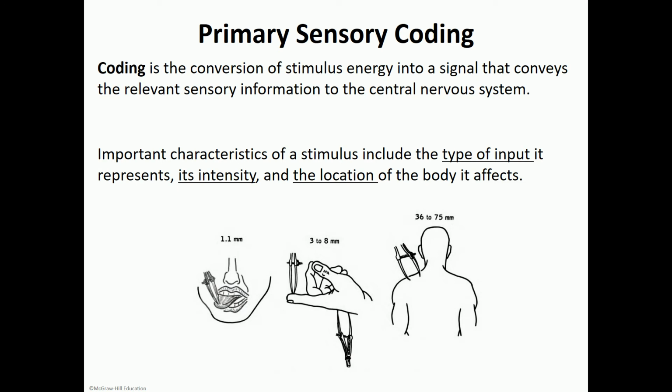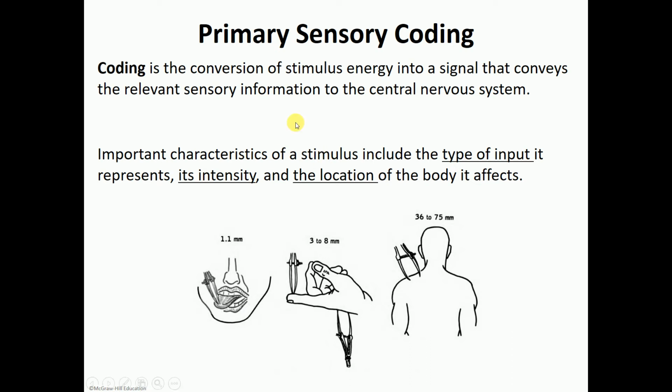Now for primary sensory coding. Primary sensory coding means that the stimuli come in different ways. So we have mechanical stimuli, chemical stimuli, photostimuli. How is it that all of these different stimuli are converted into an action potential, which is the only way our brain can actually understand them?